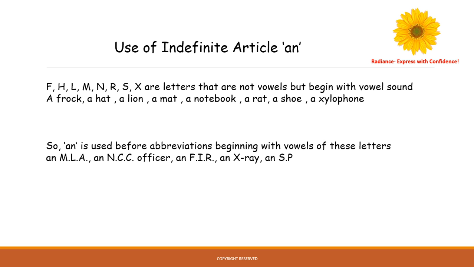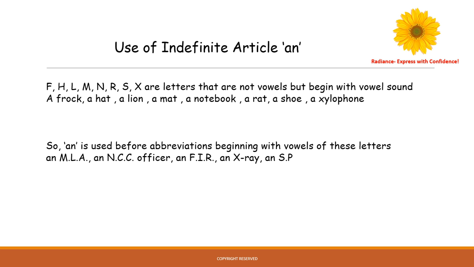So, when we are using abbreviations beginning with these particular eight alphabets which are consonants, otherwise when we are writing words beginning with them, we use article a before them because they sound like consonants only when they are used in the words. But when they are used in the abbreviation forms, the sound changes. The sound is like it is beginning with a sound of E and then this letter. So we use an before this. An M.L.A, an N.C.C officer, an F.I.R.